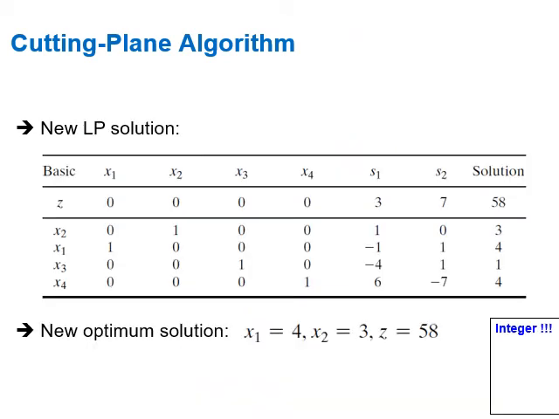So after adding this second cut and making this dual simplex iteration, after making these elementary row operations, we see that all right-hand side values are positive. It means that we found the optimum solution for the LP relaxation. And what is that solution? Let's see. X1 is equal to 4. X2 is equal to 3.